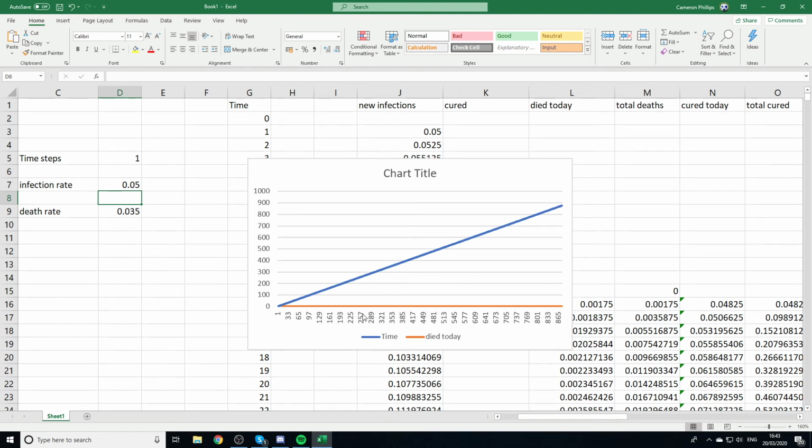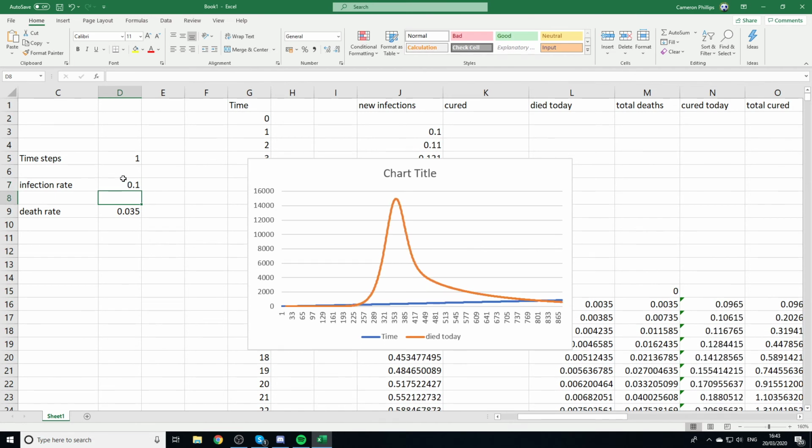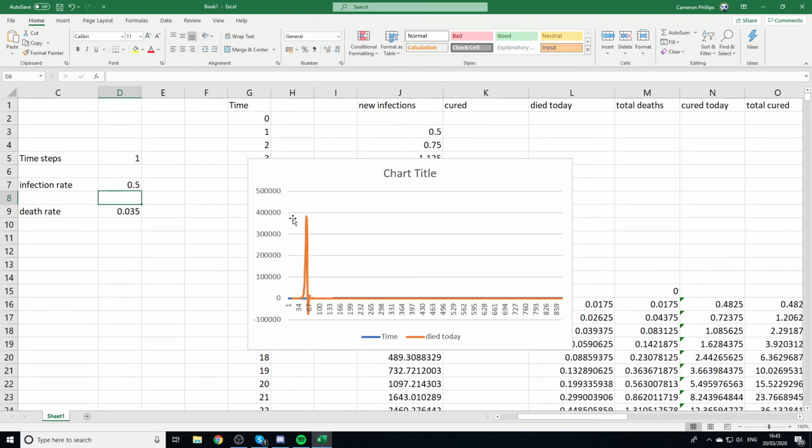Well, I mean, it's just not noticeable. In fact, it dies off because the infection rate there is slower than the cure rate. Remember, the cure rate, you get better after 15 days. So actually, you can kill this thing off. But 0.5, look, 400,000 deaths a day. 400,000 people. The NHS has to deal with that.